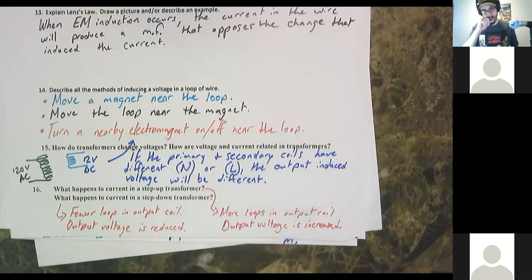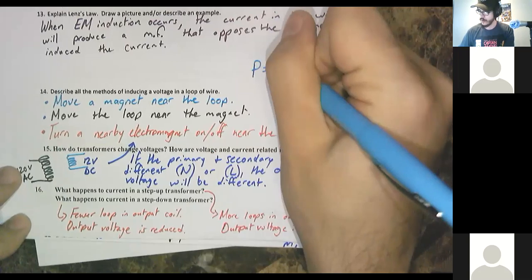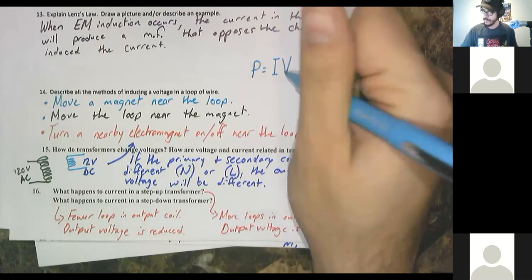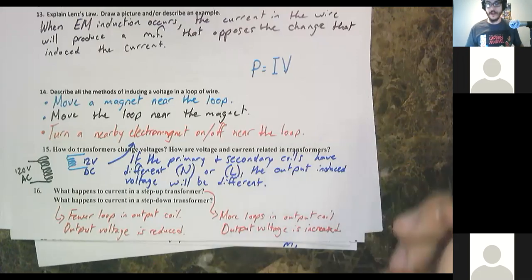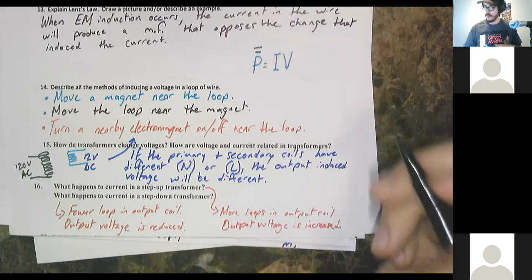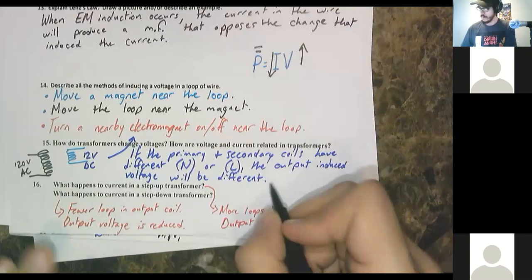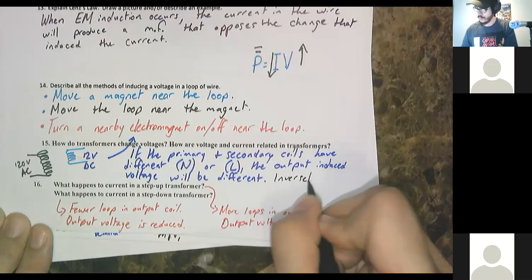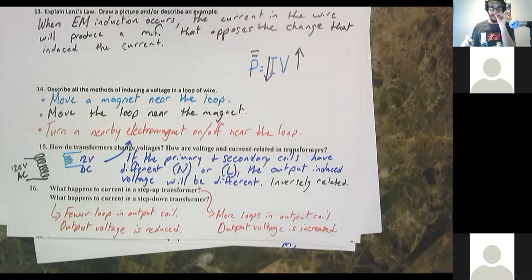And then how are the voltage and current related in transformers? That actually goes right back to our old unit that we had the last 9 weeks. Power is current times voltage. Power is energy over time. Energy is a conserved quantity. It can't be created or destroyed. So whatever energy you put in, you got to get out. So the power must remain constant. If your voltage goes up, your current has to go down. So they are inversely related. They're inversely related in a transformer.